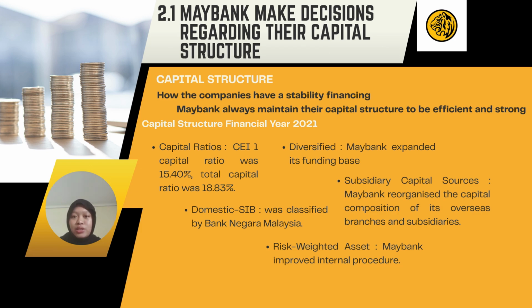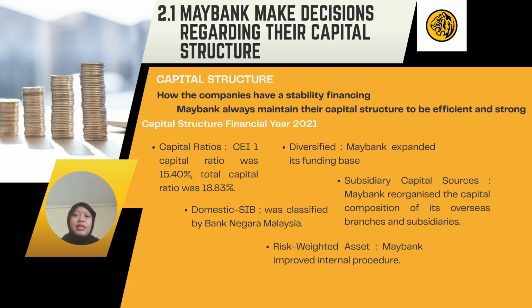Maybank reported a Common Equity Tier 1 (CET1) capital ratio of 50.40% and a total capital ratio of 80.83%, exceeding the Bank Negara Malaysia minimum requirement. The liquidity coverage ratio stood at 136.4%, placing Maybank among the best capitalized banks in the country.